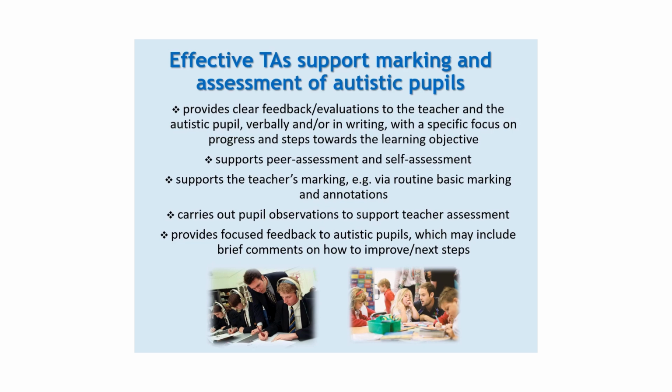Effective TAs support marking and assessment of autistic pupils. Provides clear feedback and evaluations to the teacher and the autistic pupil, verbally and/or in writing, with a specific focus on progress and steps towards the learning objective. Supports peer assessment and self-assessment. Supports the teacher's marking, for example via routine basic marking and annotations. Carries out pupil observations to support teacher assessment, and provides focused feedback to autistic pupils, which may include brief comments on how to improve and next steps.